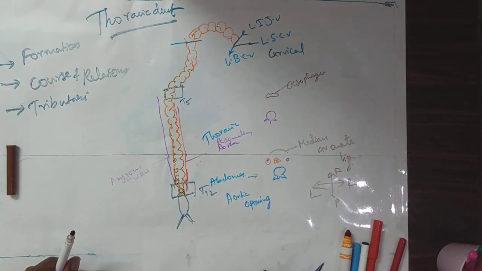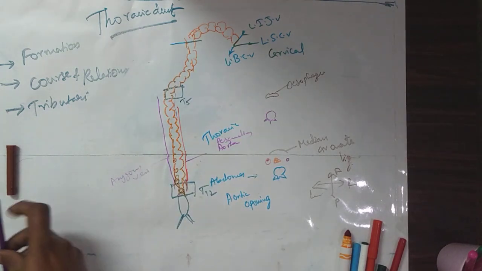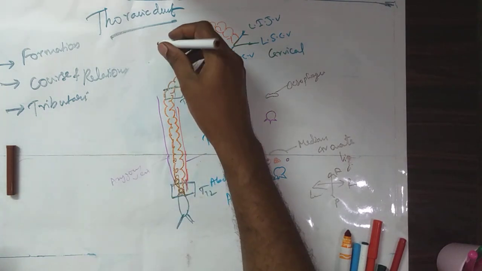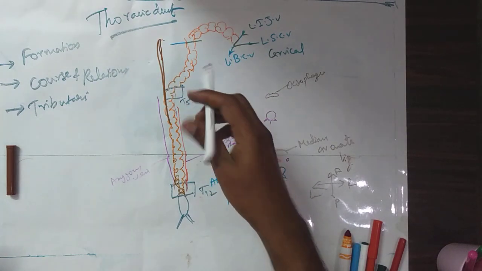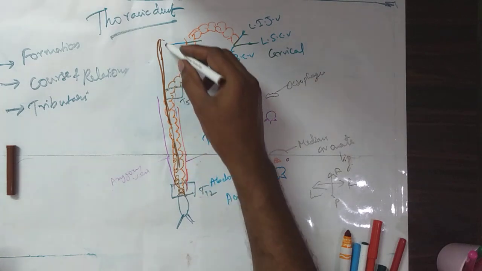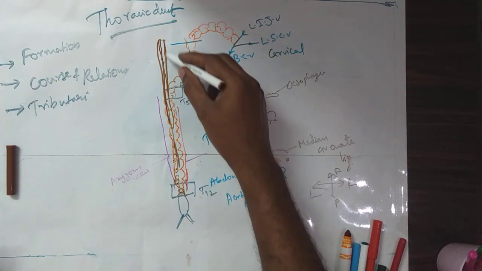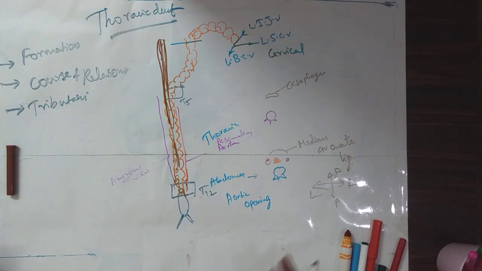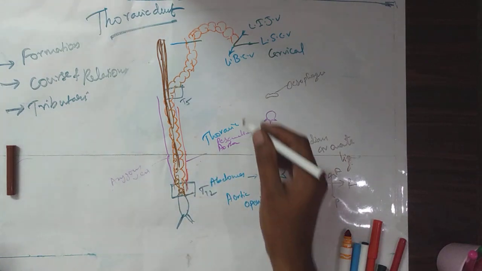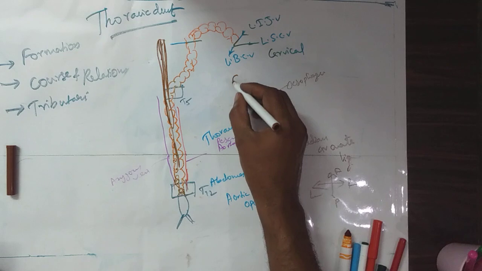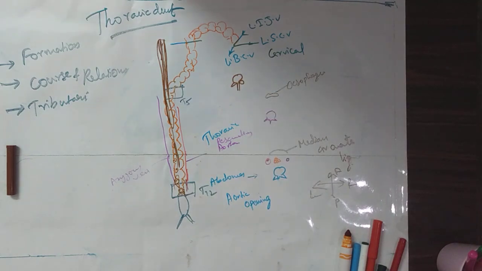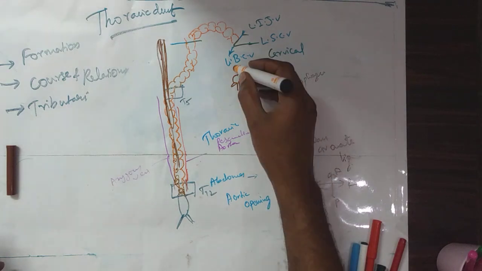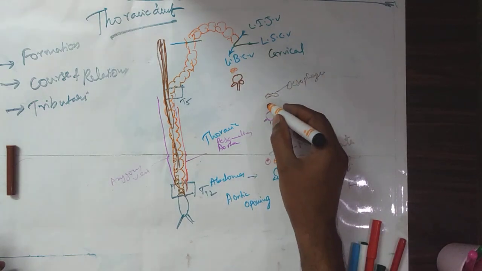And what are the relations in the superior mediastinum? As it is entering into the superior mediastinum, if this is our esophagus. So at this part, if you see the relations, posteriorly we have the vertebrae, and the orange one is the thoracic duct.